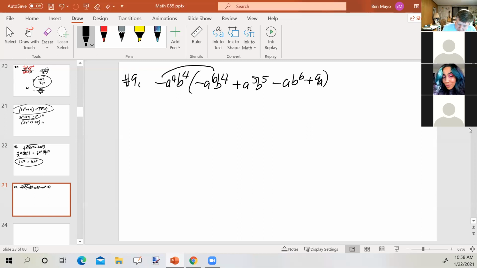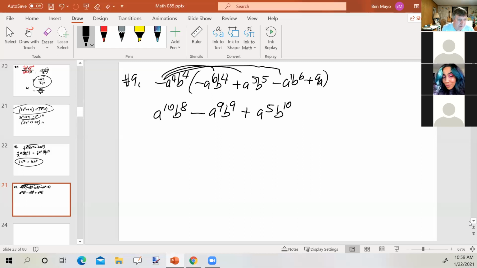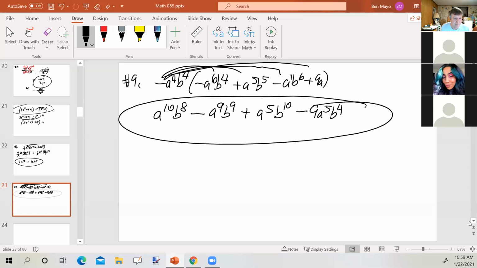All right. So negative times negative would be positive a to the 10th, b to the 8th. Negative times positive is negative a to the 9th, b to the 9th. Negative times negative is positive a to the 5th. Don't forget there's an implied 1 on that single a. And then b to the 10th. And finally, negative 9a to the 5th, b to the 4th.